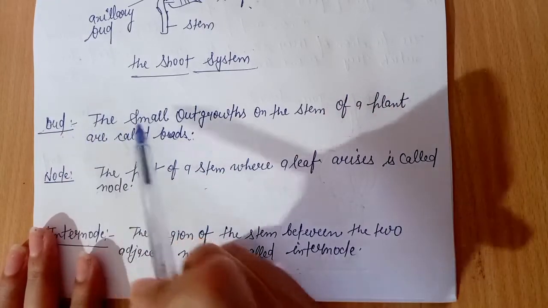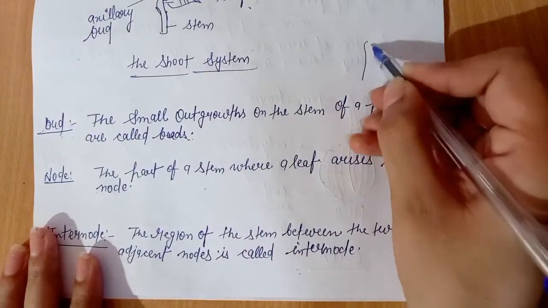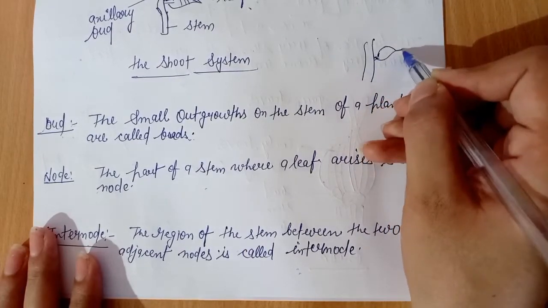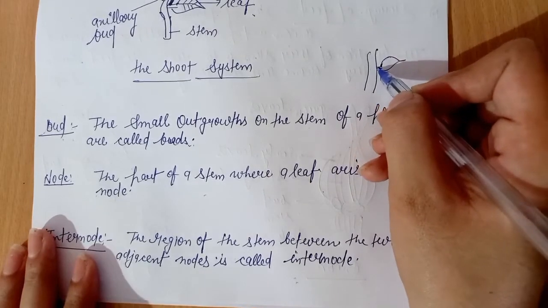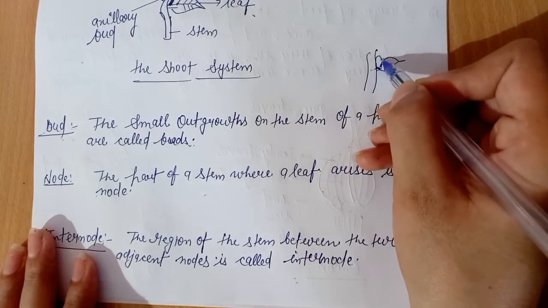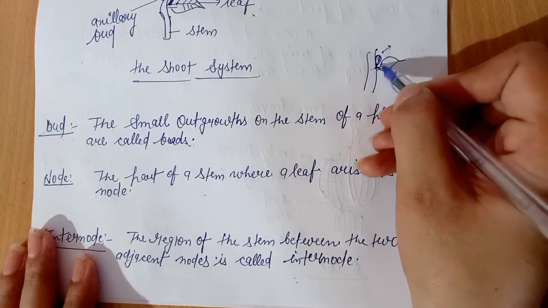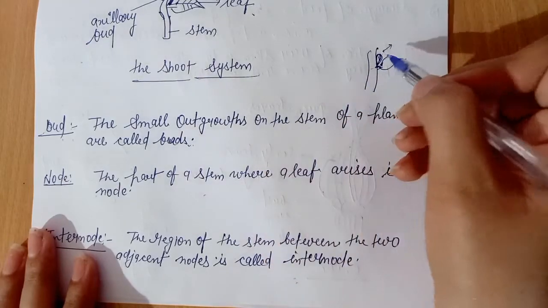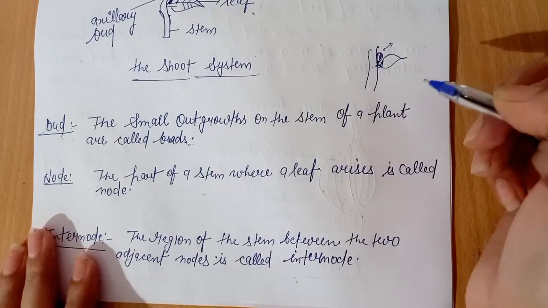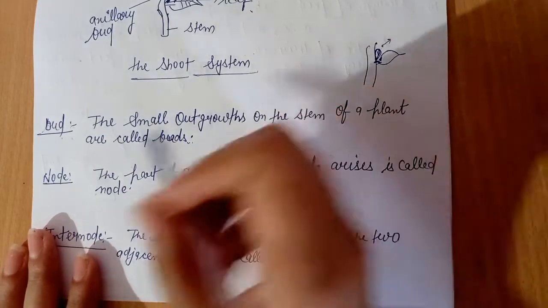So what is a bud? The small outgrowths on the stem of a plant are called buds. Such as, this is the stem part, and this is the leaf attached to the stem. At the part where the leaf is attached to the stem, a small bud is present, and that bud is capable of giving rise to a new branch. Buds can give rise to a new flower, a new branch or new leaves. Whatever parts of a plant are to be formed, they are all formed from the bud.